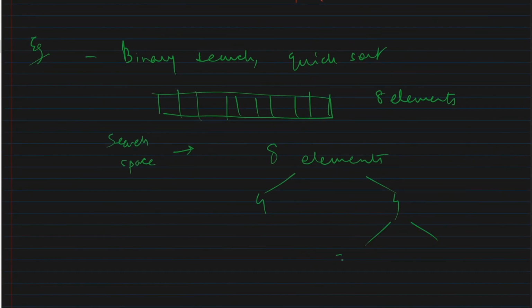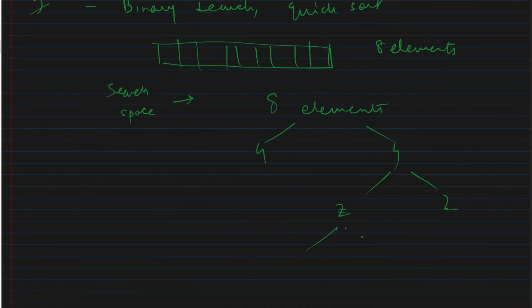Then I again divide the array in half, 2 elements, 2 elements. Again I look in either of them. Let's say I look into this. Then I am again dividing into 1 and 1. That is the base case. So what is happening over here? I started with 8 elements as my input data. 8 by 2, I got 4. Over here 4 by 2, I am getting 2. Over here 2 by 2, I am getting 1.